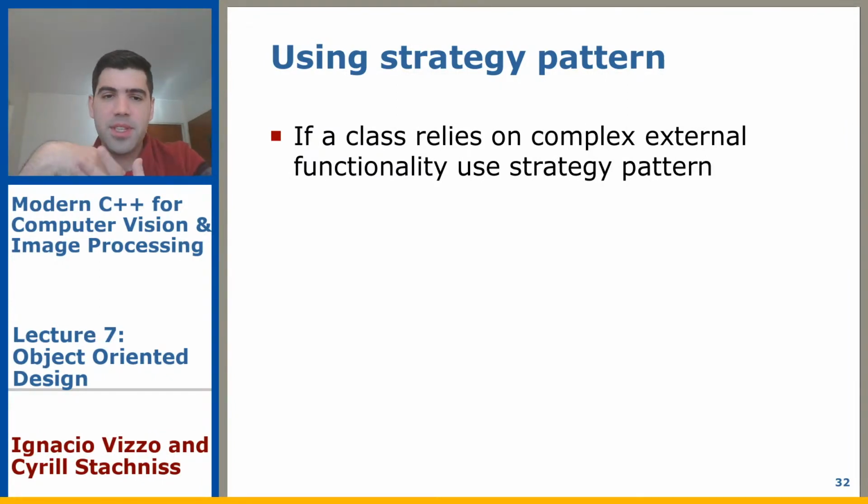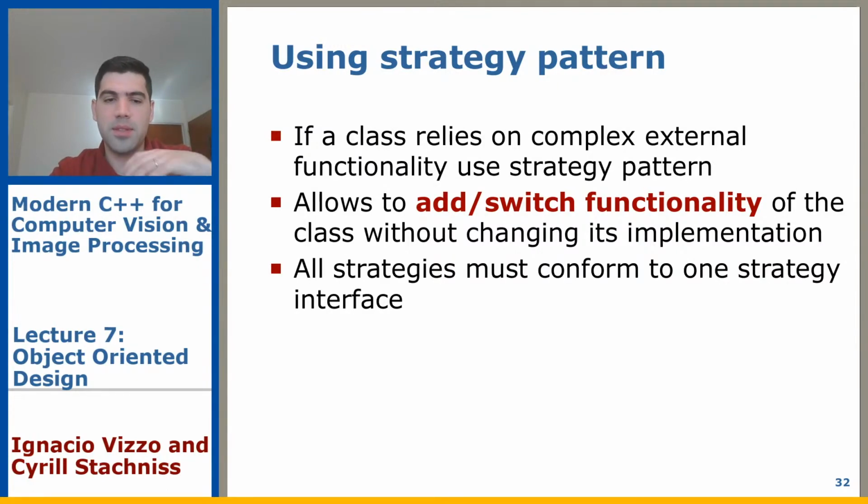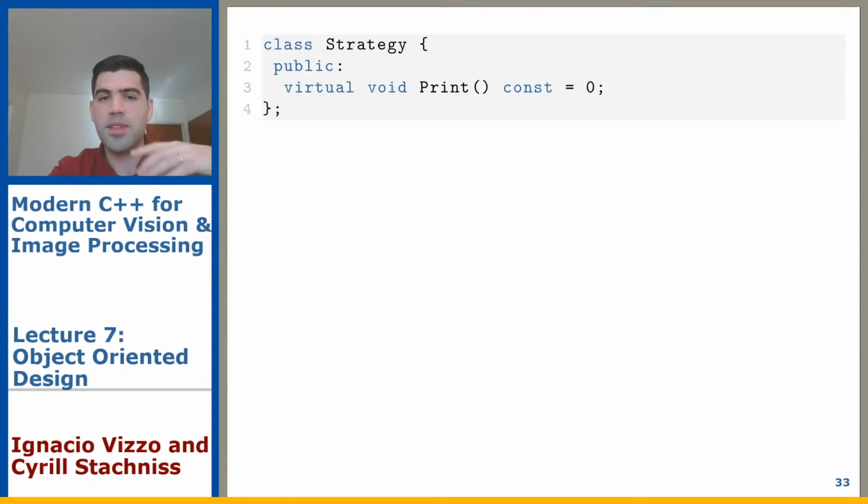The strategy pattern is the idea that if a class relies on complex external functionality, you can use this pattern, and it adds or switches functionality of the class without changing its implementation. That's why it's called strategy. You have a class, and then you want to write different strategies for this class, for a given thing. All strategies must conform to one interface, and this is one example. We have a class strategy with only one pure virtual function. This makes this class an interface, right?